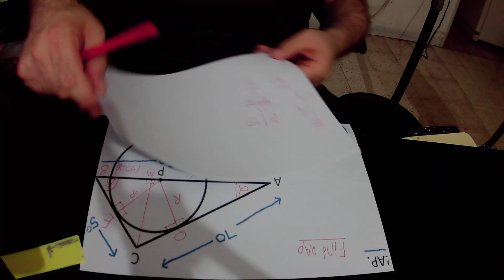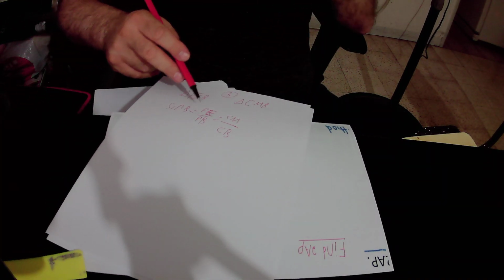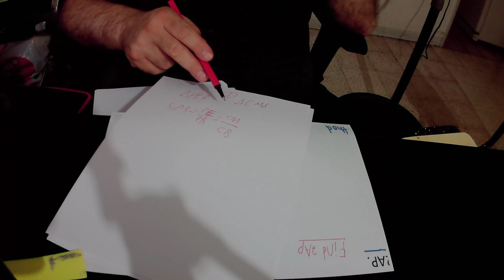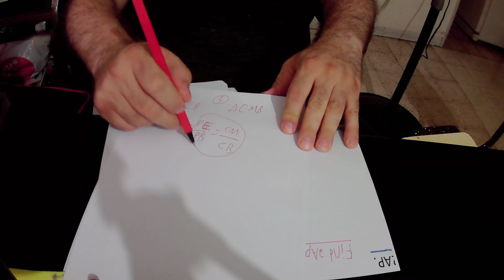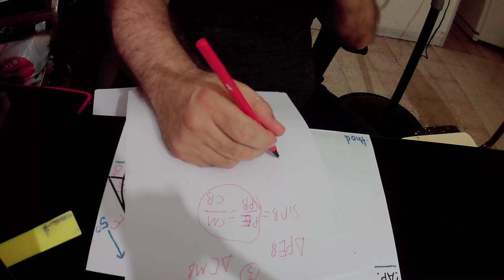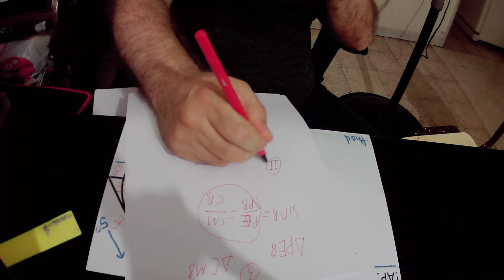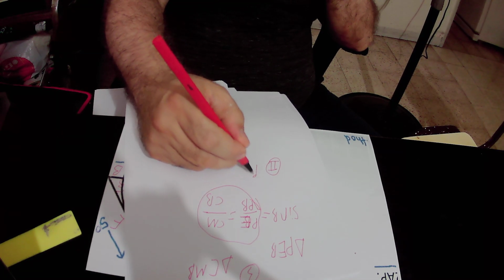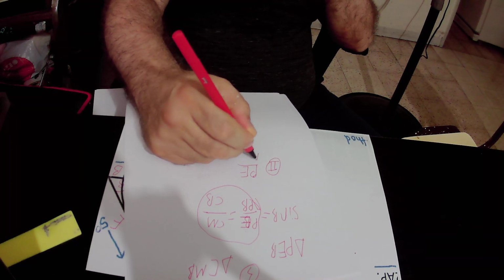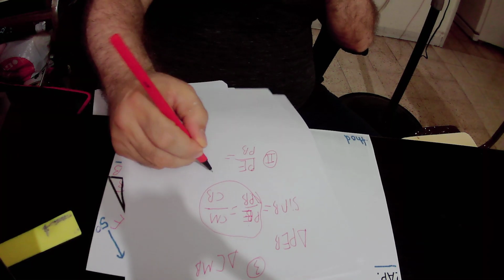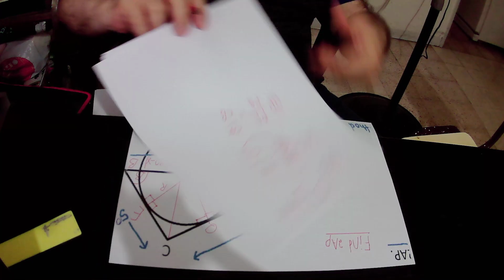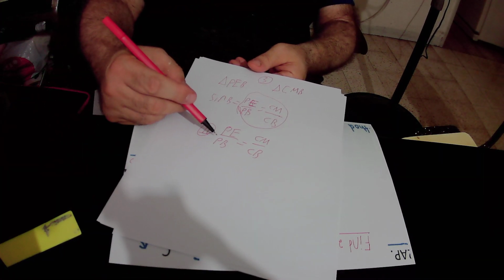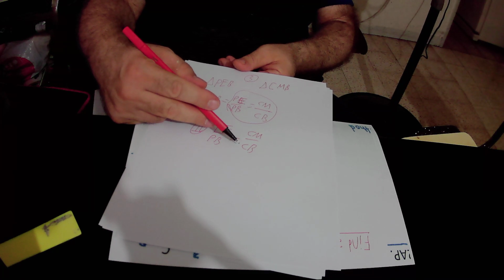So in total we got that sine beta equals PE over PB, that equals CM over CB. So now we'll copy again this equality, and this will be our second equation. Our second equation is PE over PB equals CM over CB. Okay, this is our second equation: PE over PB equals CM over CB.